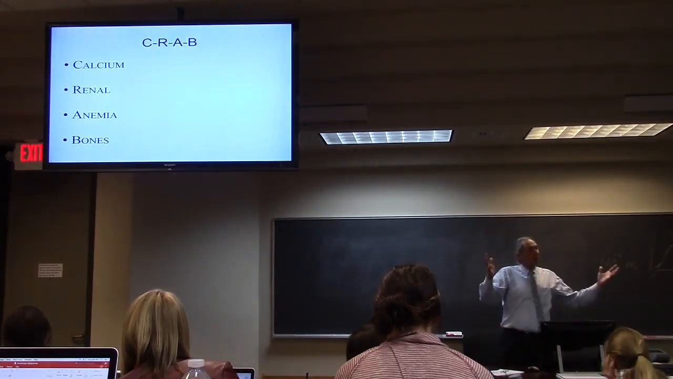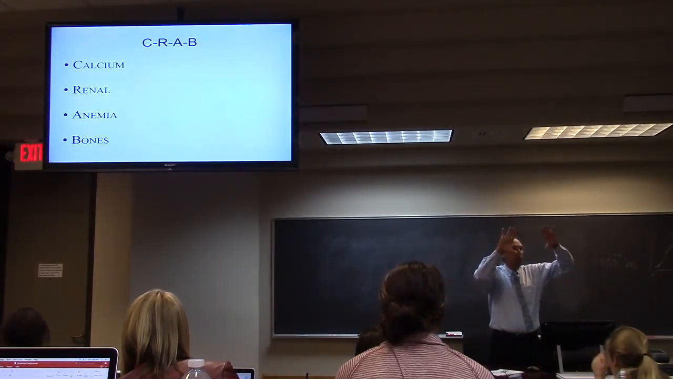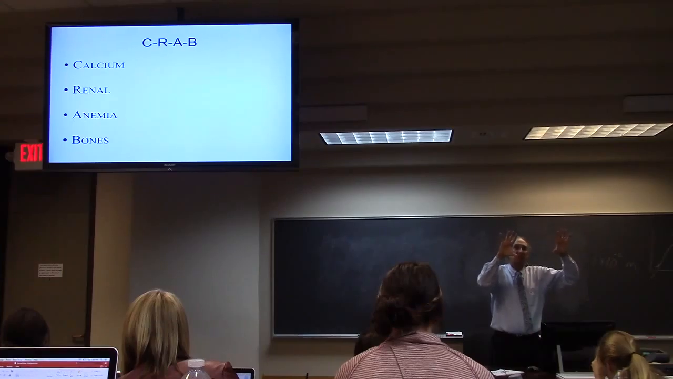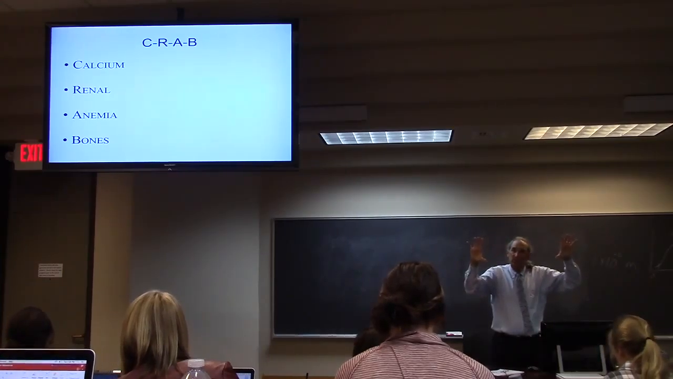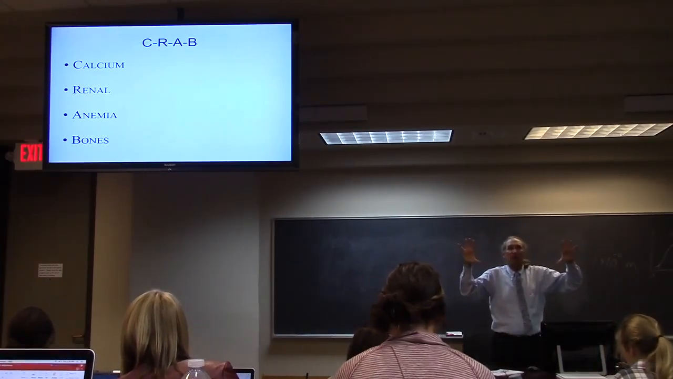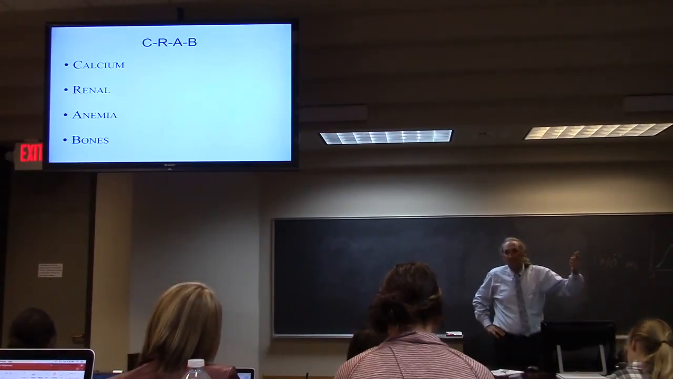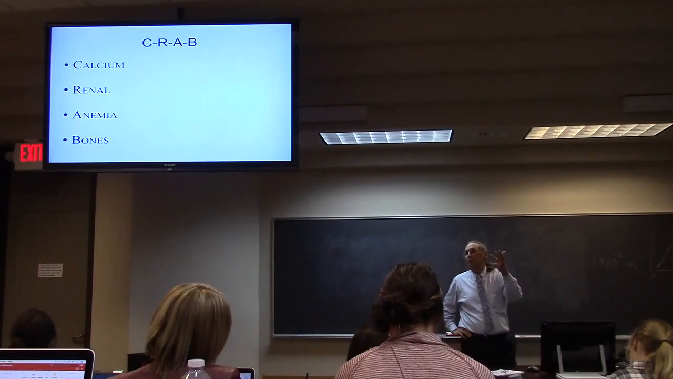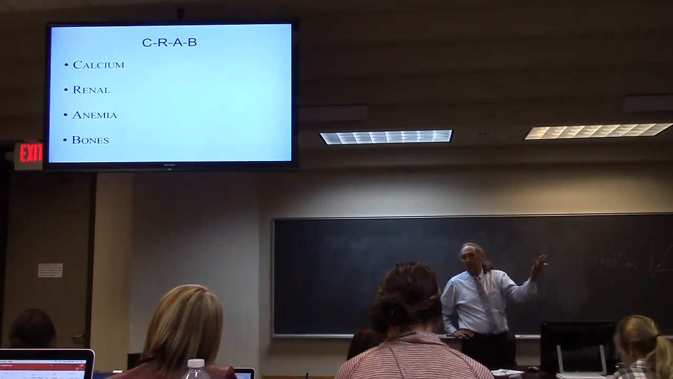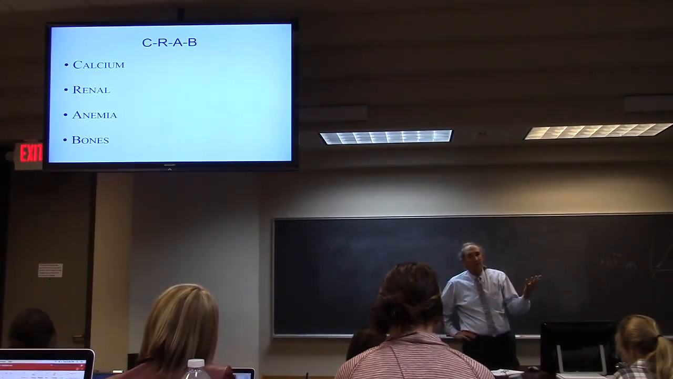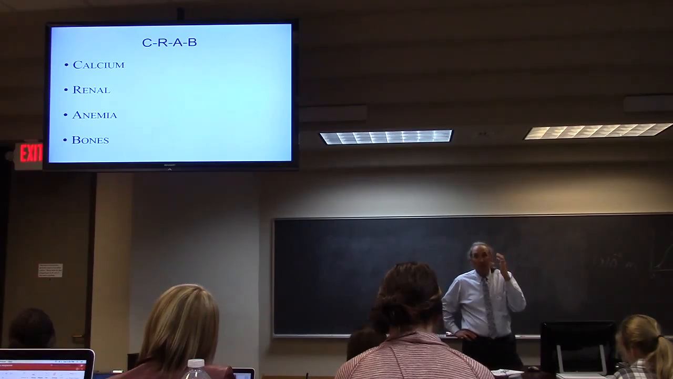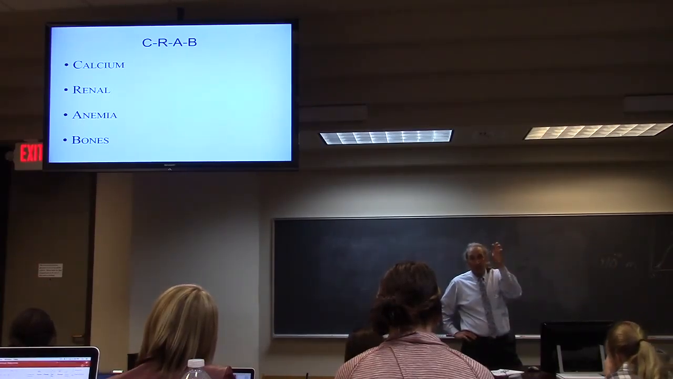Okay, so multiple myeloma. This is important right here: these are the things that define if somebody has multiple myeloma. It's called the CRAB criteria: hypercalcemia, renal failure, anemia, and involvement of their bones. Because that all spells CRAB, right? So that's how you can remember the things. If somebody has multiple myeloma, they're going to have these things.